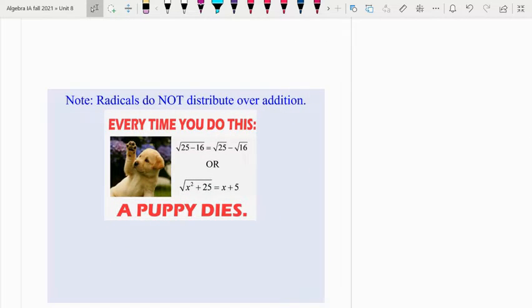Radicals do not distribute over addition, so remember that the square root of 25 minus 16 does not equal the square root of 25 minus the square root of 16. Likewise, the square root of x squared plus 25 does not equal x plus 5. You cannot take the square root of each part because look up here, this is the square root of 9. This would be 5 minus 4. The square root of 9 is 3. 5 minus 4 is 1. Those are not the same.